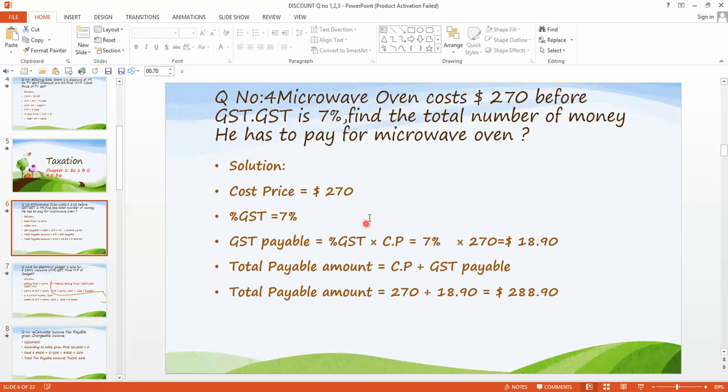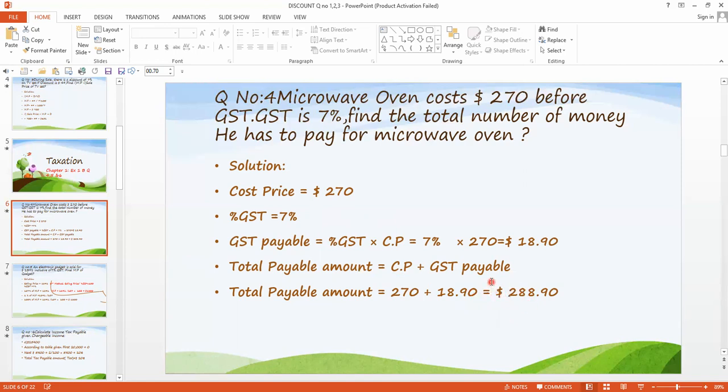Now we have to find the total payable amount. The actual cost price is 270 and the tax he has to pay is 18.90. So we have to add this tax to the cost price. It becomes 270 plus 18.90, and the total bill he has to pay is 288.90.